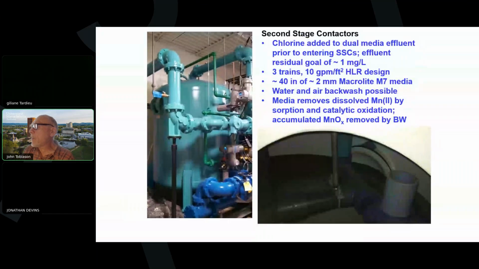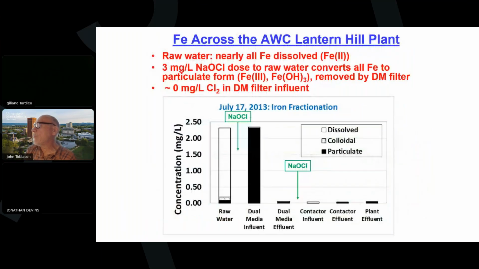So the way they look, I was standing next to this contactor all day yesterday. It's just a pressure vessel. Inside the vessel is the Macrolite media. They were designed at 10 GPM per square foot. They backwash, in this case, about every 20 days. We first started out at 4 to 6 weeks. And the accumulated manganese oxide that precipitated on the surface, not as particles, is removed. And it takes about 30 seconds to go across that media.